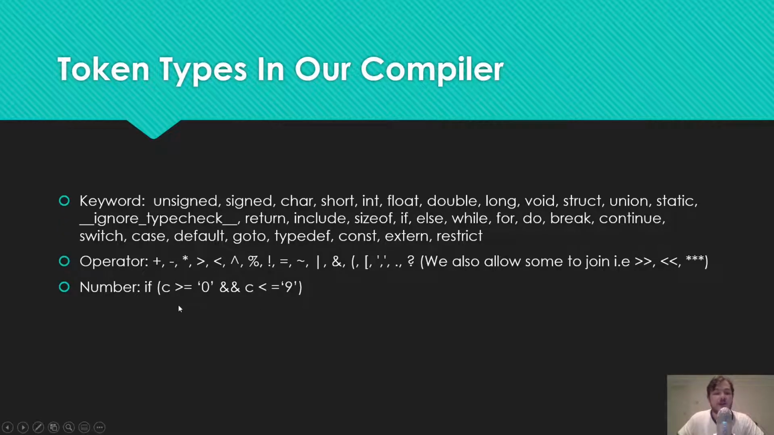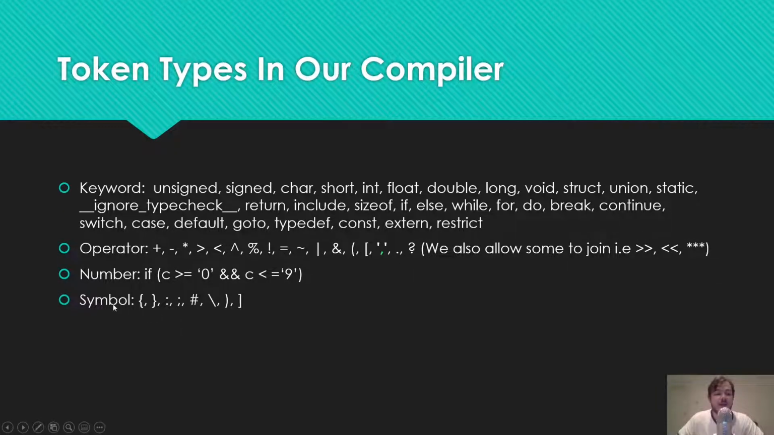Numbers use this algorithm here. If the ASCII character we read is above or equal to ASCII 0 and below or equal to ASCII 9, then it's a number, and a number token should be made. Here are all the symbols in our program. We can see left bracket, right bracket, colon, semicolon, hashtag, backslash, right bracket, and an array bracket.